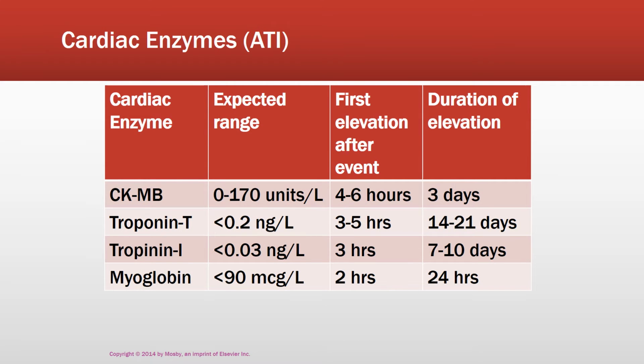This is just a diagram showing you the elevation of these troponins and these cardiac enzymes. You have the CK-MB, and as you can tell, when we draw these, the troponins T and I have to be less than a certain level in the expected range. And as you can see, the different times of elevation and the days of duration.